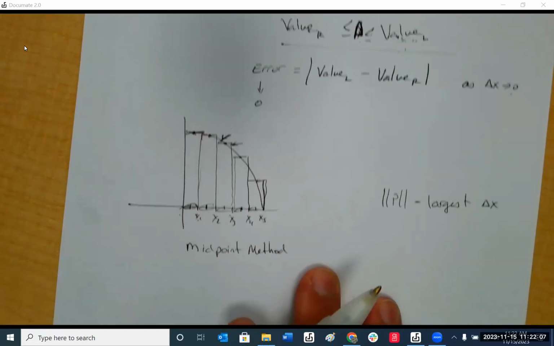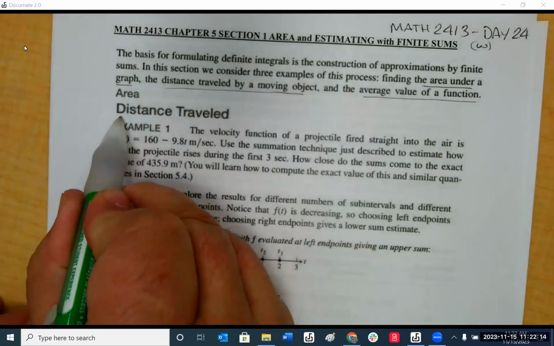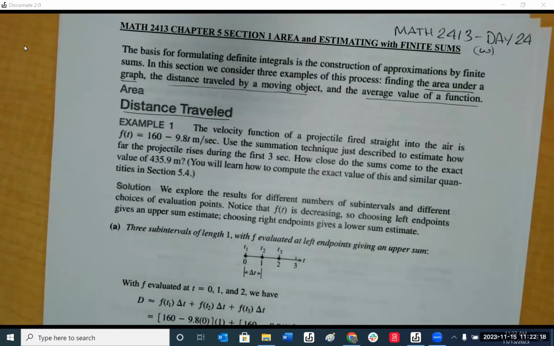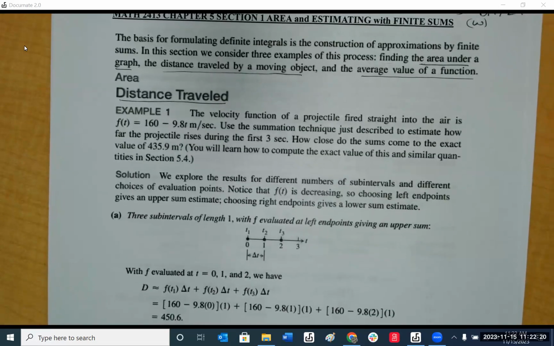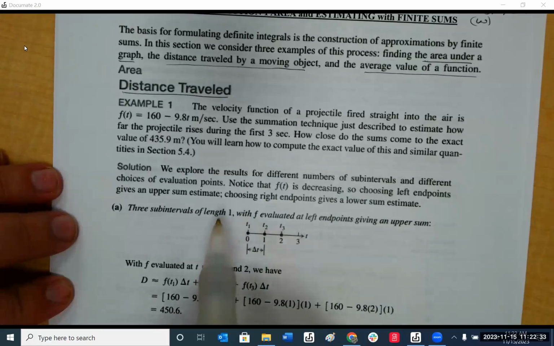Now, so that's with area. What we left off at was the next part we talk about, distance traveled. We could do exactly the same thing that we did with the area under a curve, but instead of a curve, we're looking at the distance traveled and we're separating it into different velocities and different time periods. So let's look at this first example.